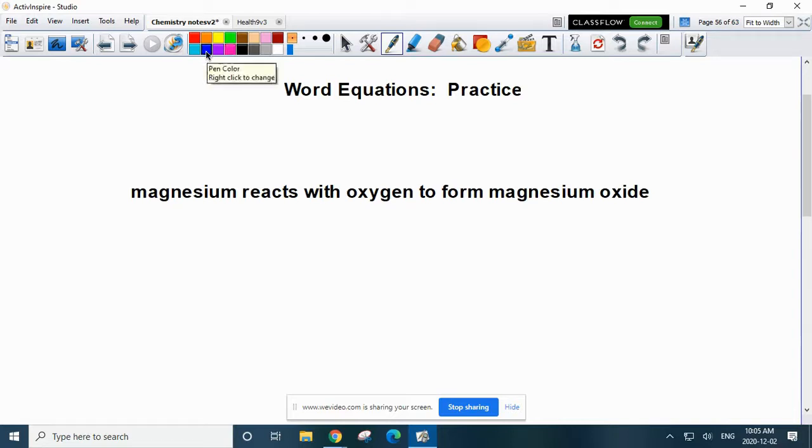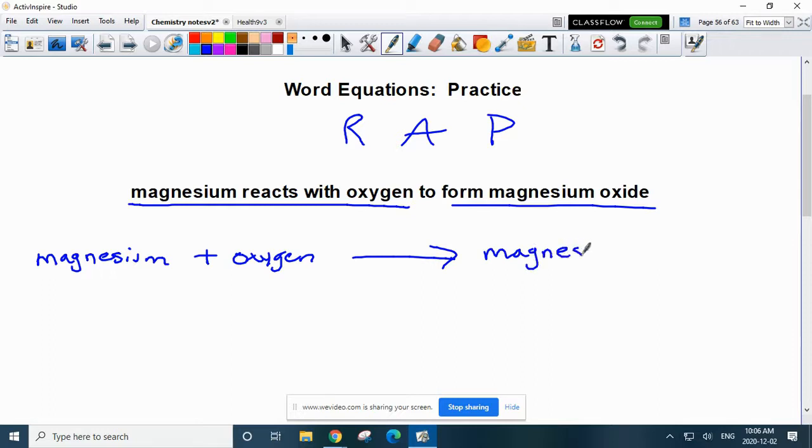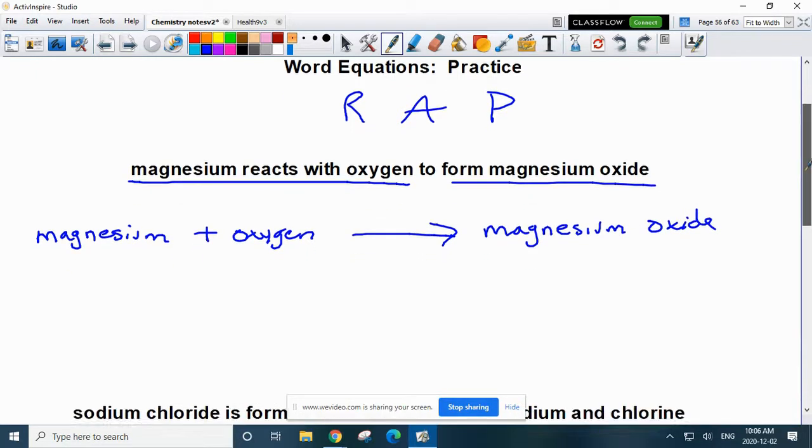So here, we're doing reactant, arrow, product. Magnesium reacts with oxygen. So that's my reactant. So what do I do? I go magnesium plus oxygen. Now I need my arrow. And then there's my product, magnesium oxide. Magnesium oxide is on that side. It's pretty easy. You're not responsible for chemical formulas for this, just the word equations.